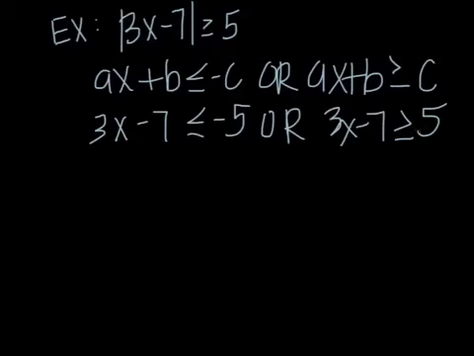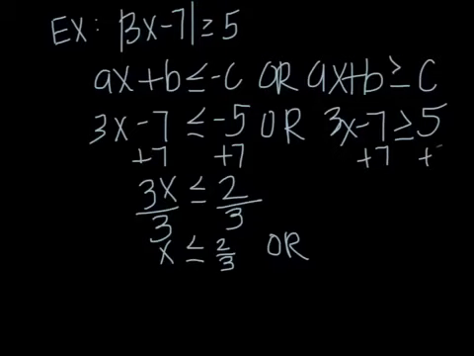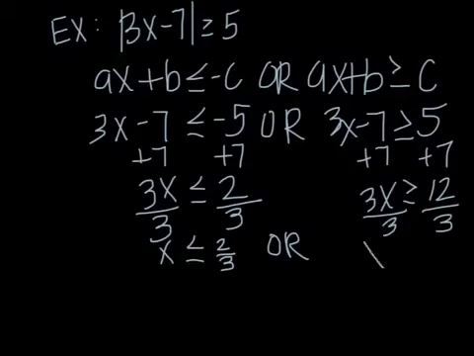So I'm going to go ahead and solve this. I'm going to add 7 to both sides. Then I have 3x is less than or equal to 2, and I go ahead and divide both sides by 3, so x is less than or equal to 2/3. Or, I'm going to solve the other part, so I'm going to add 7 to both sides. So I have 3x is greater than or equal to 12. Divide both sides by 3, so x is greater than or equal to 4.